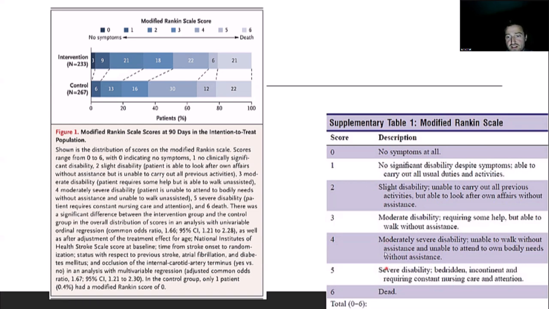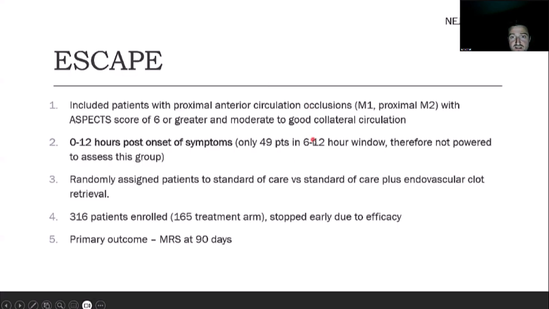This is our modified Rankin score here, just for those who aren't aware. A 0 is no symptoms at all. 1 is no significant disability despite symptoms. They're able to carry out all duties and activities. A 2 is slight disability. They can't do everything they did previously, but they're able to look after their own affairs without assistance. And then a 3 through 5 is varying degrees of disability without being able to be functionally independent. And 6 is dead. So any shift towards 2, 1 or 0 is obviously a benefit both for the patient in their independence as well as for the system.